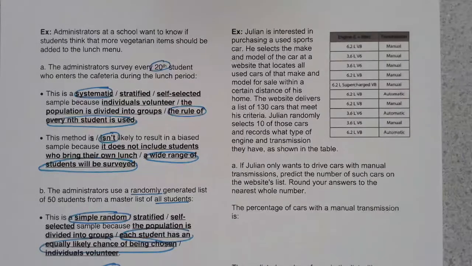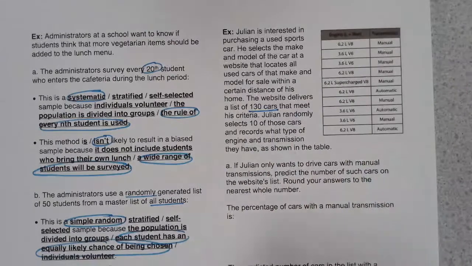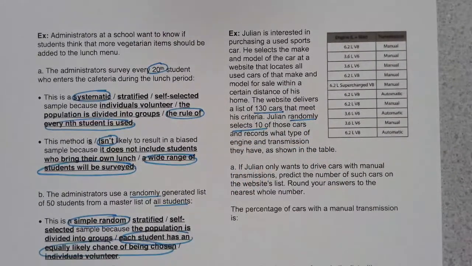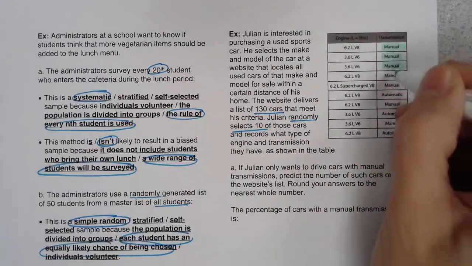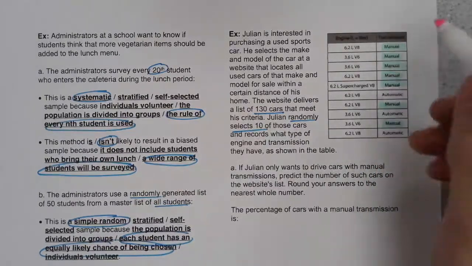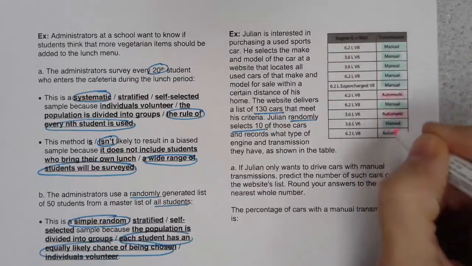All right, so in this final example, it says Julian is interested in purchasing a used sports car. He selects the make and model of the car at a website. It says in the directions to the question that the website delivers a list of 130 cars that meet his criteria, and he randomly selects 10 of them and records what type of engine and what type of transmission they have. So let's see. Manual, manual, manual, manual, manual, automatic, manual, automatic, manual, automatic. So it looks like there's 1, 2, 3, 4, 5, 6, 7 manual, and then 3 automatic.